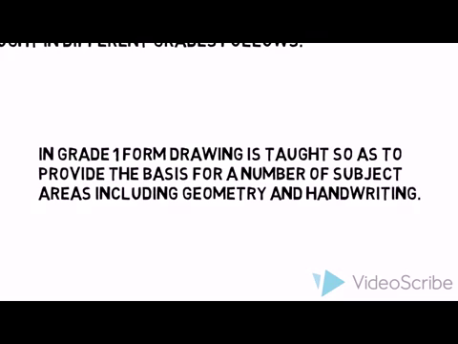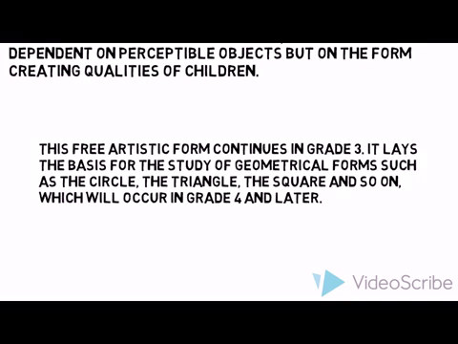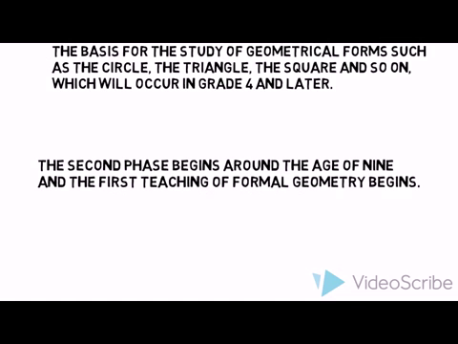In grade 1, form drawing is taught so as to provide the basis for a number of subject areas including geometry and handwriting. In grade 2, this is taken a stage further and drawing of more complicated forms occurs. These are not dependent on perceptible objects but on the form creating qualities of children. This free artistic form continues in grade 3. It lays the basis for the study of geometrical forms such as the circle, the triangle, the square and so on, which will occur in grade 4 and later.